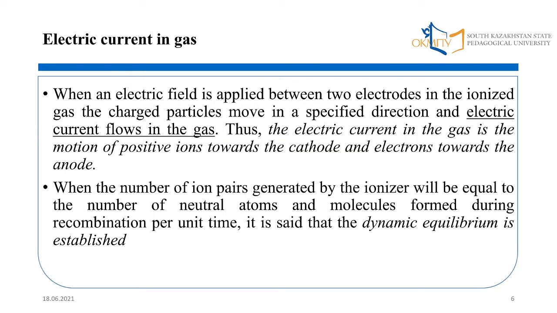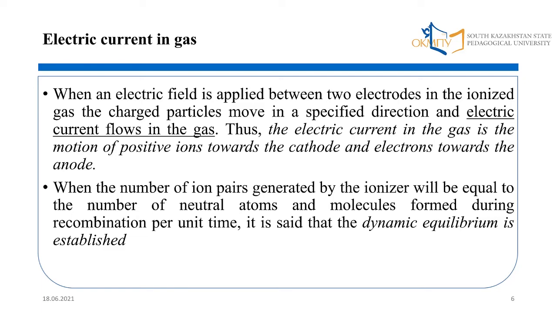When an electric field is applied between two electrodes in the ionized gas, the charged particles move in a specified direction, and electric current flows in the gas. Thus, the electric current in the gas is the motion of positive ions towards the cathode and electrons towards the anode. During these opposite motions, they can recombine, and during this recombination, light is produced.